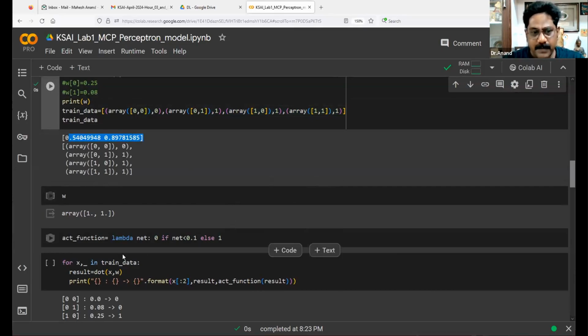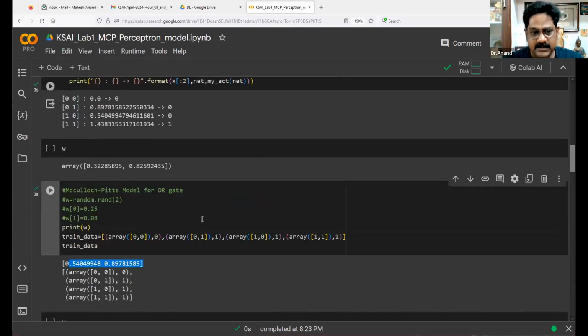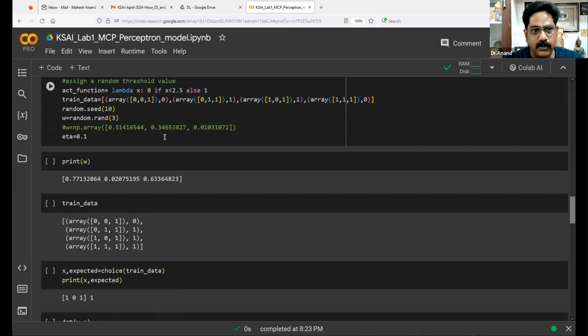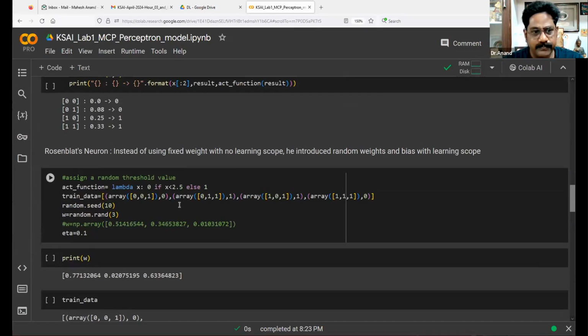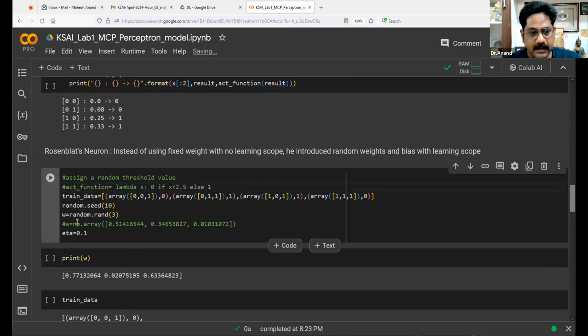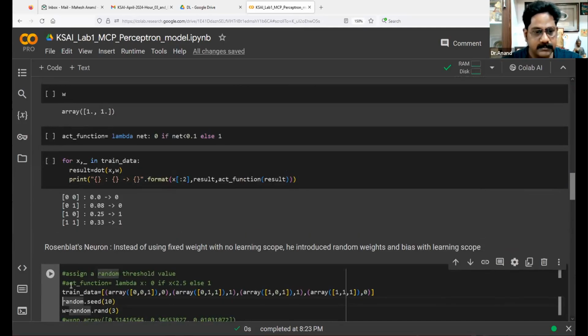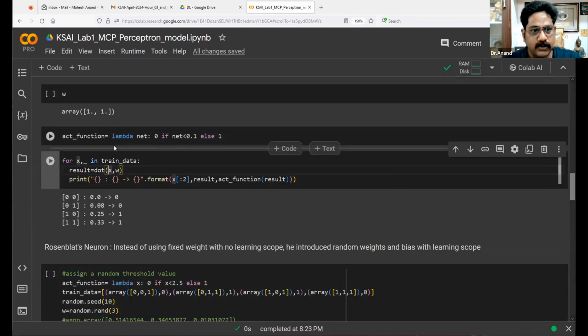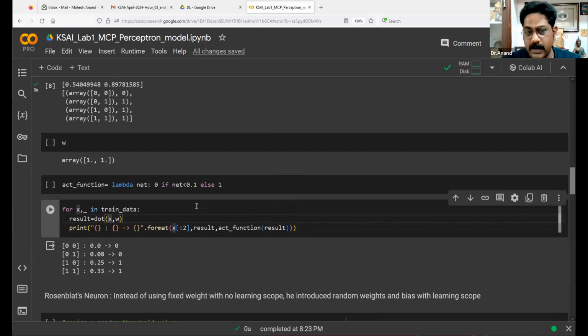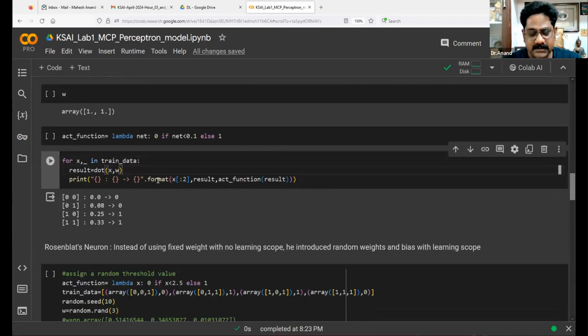I'm not going to run these two activation cells. Let me proceed with the same activation function. I'm going straight here, and I'm not executing this activation function. I'm going to continue with the earlier activation function, with the earlier threshold, which is designed for AND logic. Okay, now I'm going to run this.